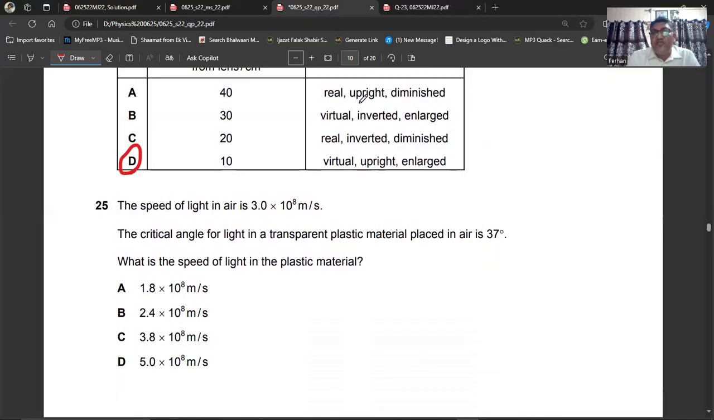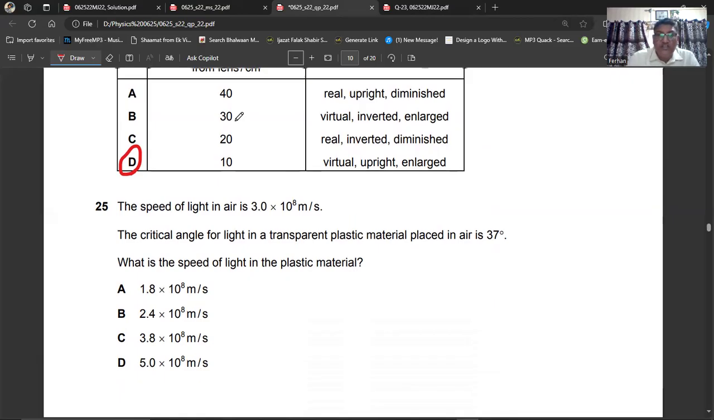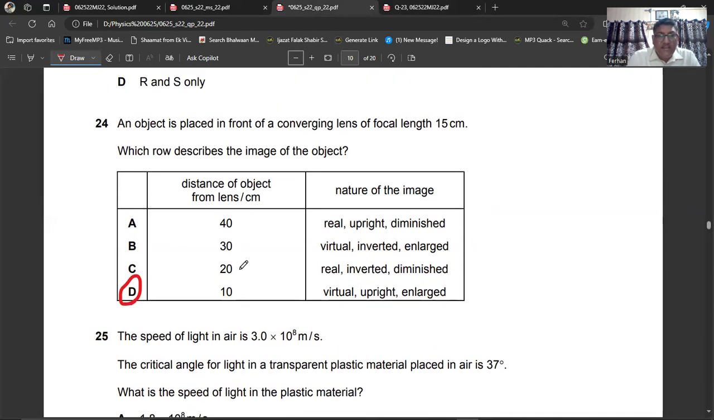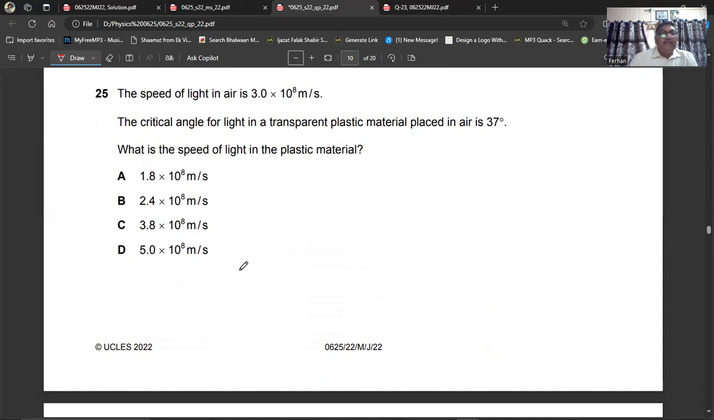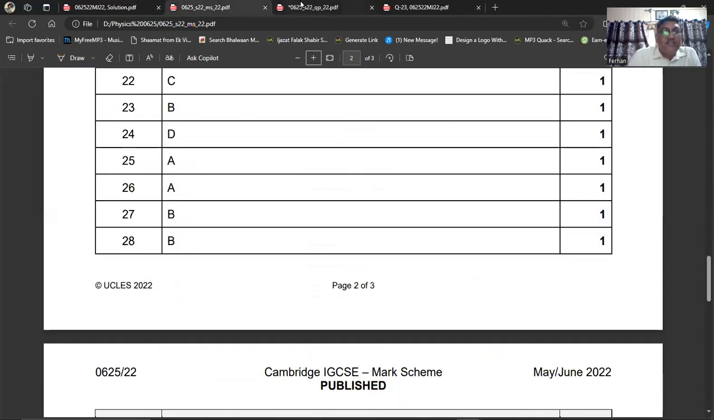Real, upright. When the image is real, it is not upright. Okay. When the distance of the object is more than the focal length, the image is not virtual. When the distance is more than the focal length, the image is real. It's inverted, but he says it's diminished. It is less than, the distance is less than 2f. When the object is between the f and the 2f, the image formed is enlarged. It's not diminished. So very conceptual question. D is the choice. Let's check. Question number 24. D is the choice. Yes, sir.